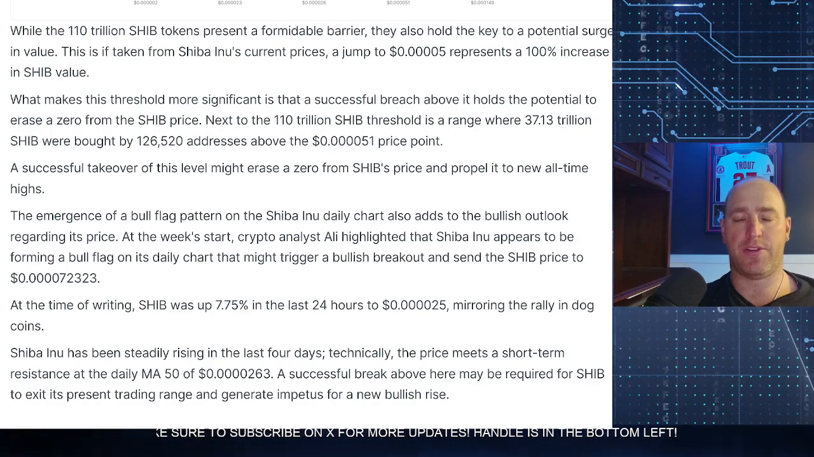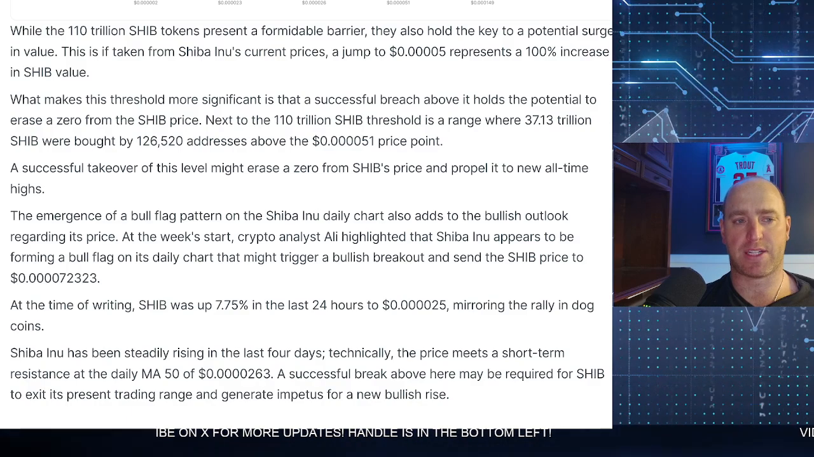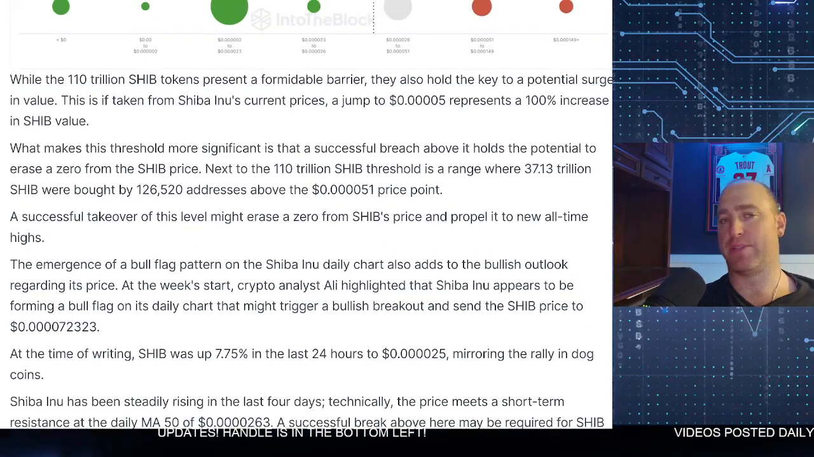So if we do break through this, and we breach through that, that's where you're going to look for the potential to absolutely have SHIB just explode. Because this is where you'd see SHIB take over the numbers, and you'd see a new chart pattern just completely bullish, and it would be so overwhelming that you would see that zero stricken from SHIB's price right here on the chart. But the next step is that 405.